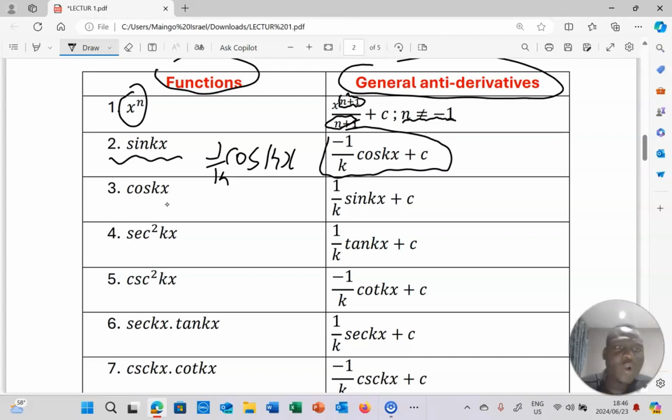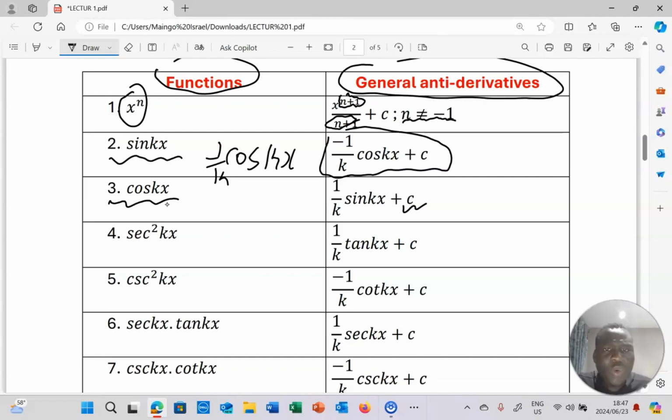So we also have the trigonometric function cos kx. Similarly, we do the same thing. We ask ourselves, what do we differentiate to get cos? Obviously sine. Because we will be using the chain rule where it will be k sine of something, we must have the reciprocal of that k, which is 1 over k. So that's why the general antiderivative of cos kx is 1 over k sine kx plus a constant.